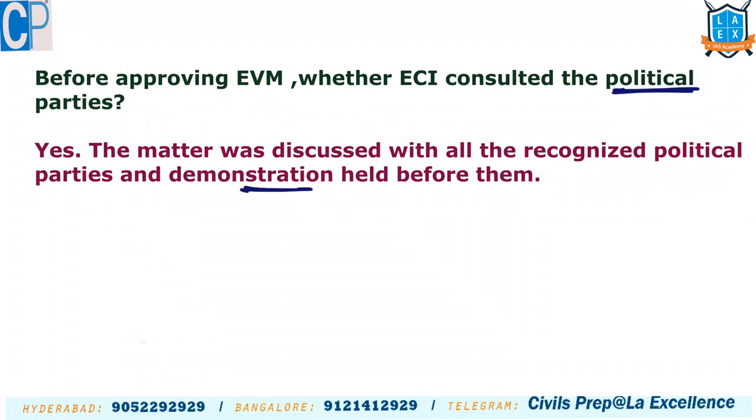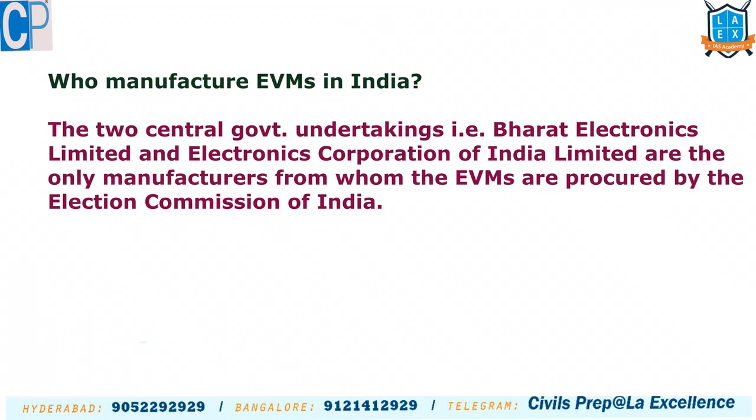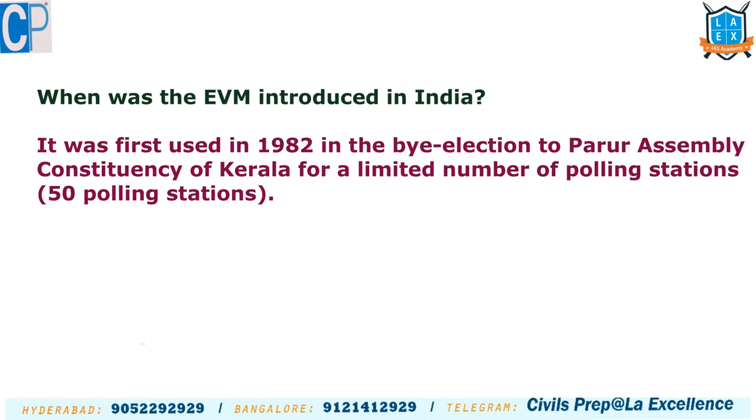But now many parties blame EVMs for their fewer votes. Then who manufactures EVMs in India? There are only two central government undertakings: BEL, Bharat Electronics Limited, and ECIL, Electronics Corporation of India Limited. These are the only two manufacturers of the EVMs. Then when was it introduced?